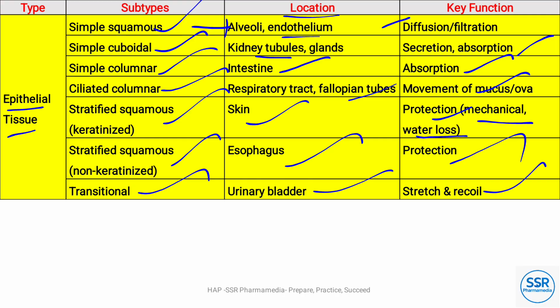You must read this table because there are so many questions asked from this table, regarding epithelial tissue.